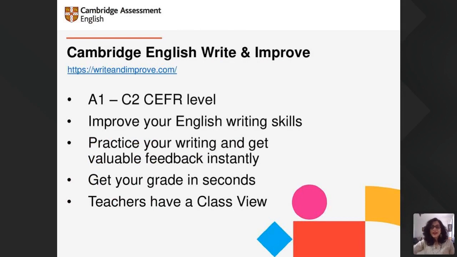Then you have Write and Improve, and you have the URL over here. Now, what does this do? This is a free writing tool for learners of English that marks their writing in seconds. And the writing tasks are designed for learners or candidates from A1 to C2, which is all six levels, right? All through the six levels. So you have tasks for A1 levels, you have tasks for A2 levels, right up to C2 levels.